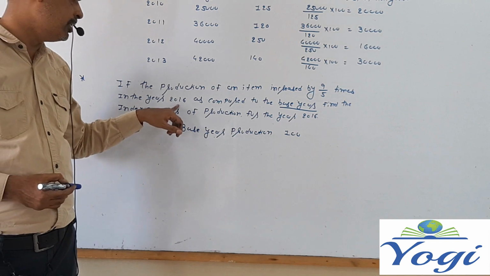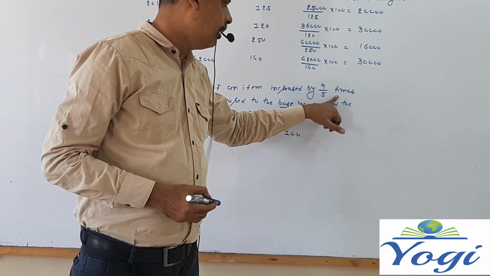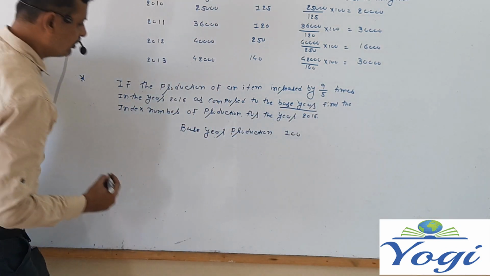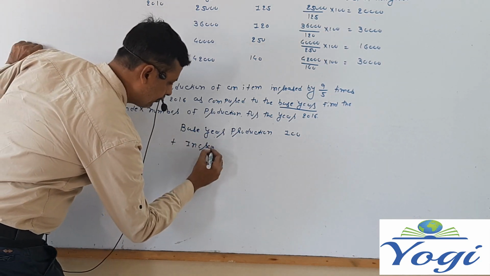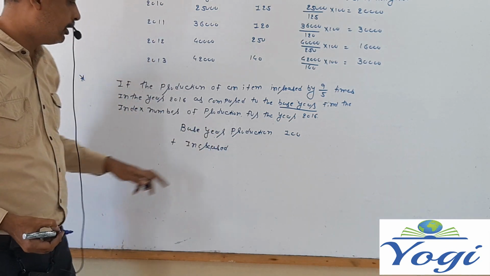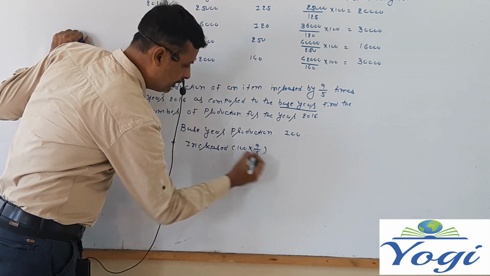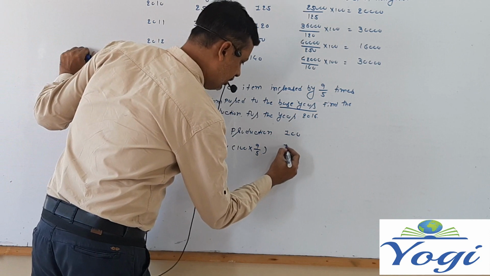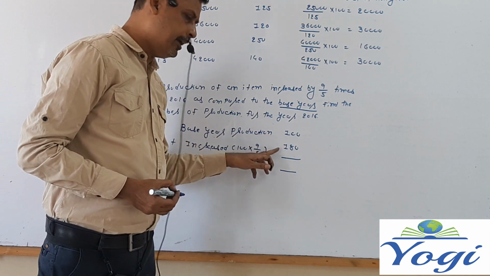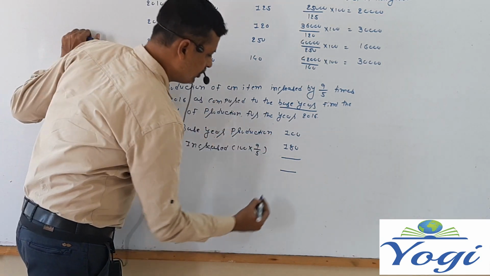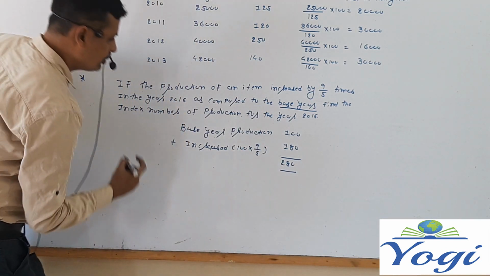Now in the year 2016, the production of an item increased by 9 by 5 times. So it increased, so we have to add. The base year production is 100, and 9 by 5 times increase is 180. So the base year production is 100 and 2016 has a 180 increase. So 100 plus 180 becomes 280.